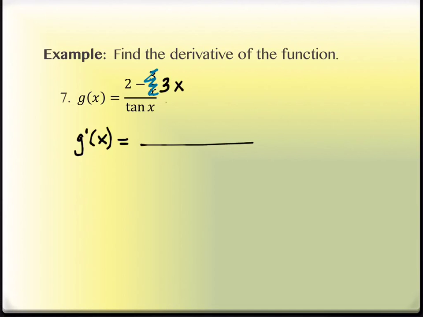Yeah, the denominator, I rewrite it: tangent of x. And what is it going to be multiplied by? The derivative of the top, which is negative 3. And then I've got a subtraction sign. Now what? 2 minus 3x, right, times? Oh, good. Secant squared x.